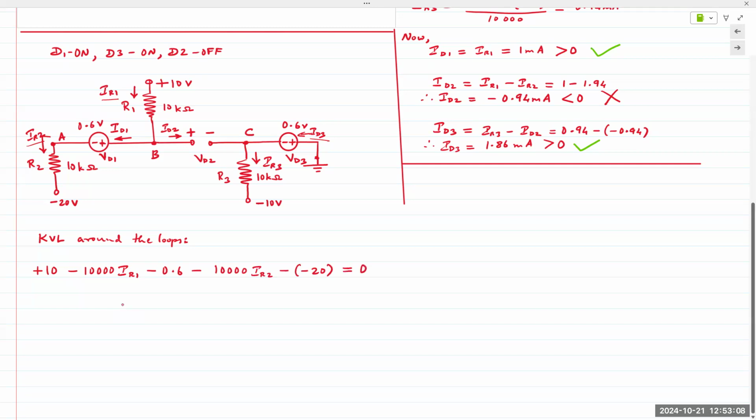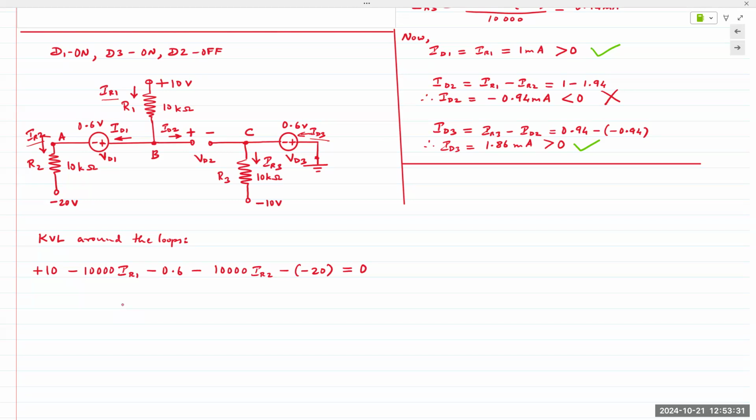Law of conservation of energy, Kirchhoff's voltage law. If you have a preferred method of applying KVL, you stick with that. You do not have to use what I use. Everybody has been doing KVL and KCL for a while, so if you have a preferred method that you have been using for several years, you can stick with that. You don't have to do what I do.